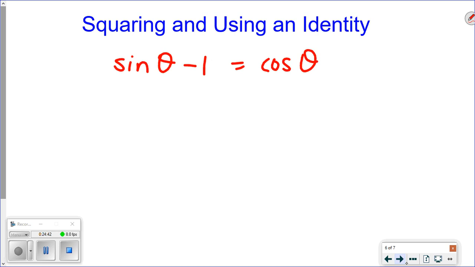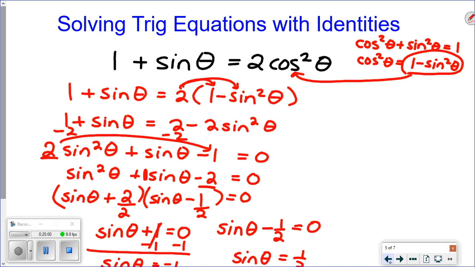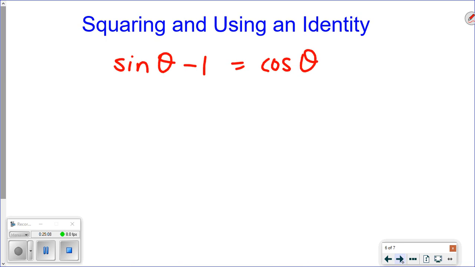Okay, now this last example, you could still fit it under the scenario where you have to use an identity, but what's a little bit different in this example is that we have sine theta and we have cosine theta. Remember in our previous example, we had cosine squared, and so then we were able to use our Pythagorean identity. Well, since neither sine nor cosine are squared, that's posing a problem for us. So to fix that problem, what we can do is just square both sides of the equation.